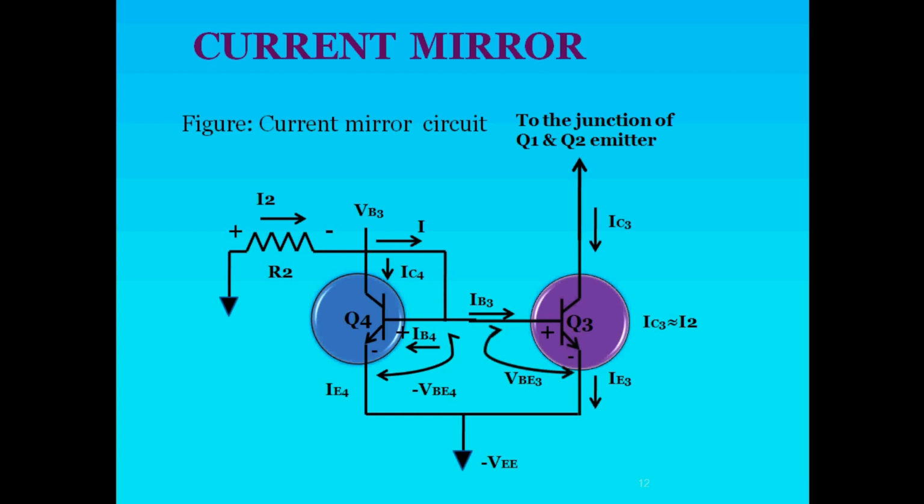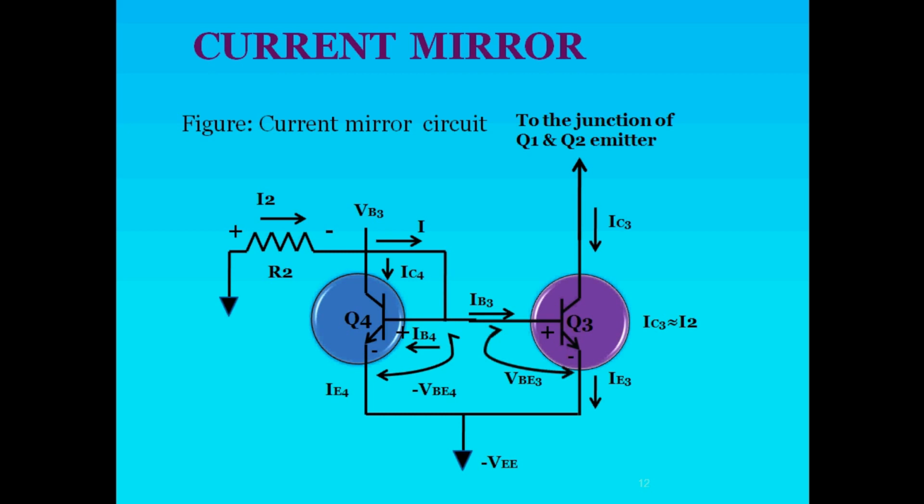Because of this minus VE voltage, there is some current flowing into the circuit. Respectively, there are two nodes where the current will get split. Through this resistor R2 there is one current flowing, the I2 current. At this node VB3 voltage will be there. At this node the current will get split into two halves. One is current I, and another goes to the collector of Q4, IC4.